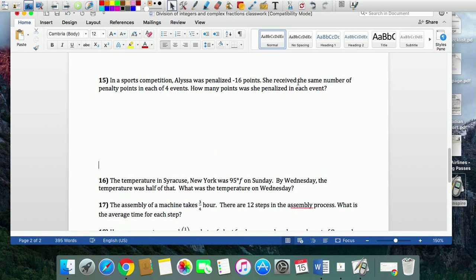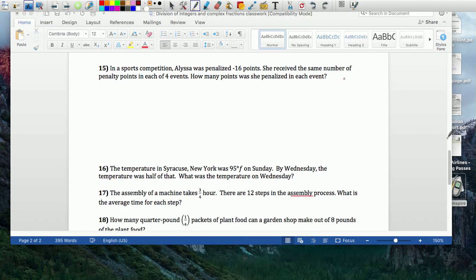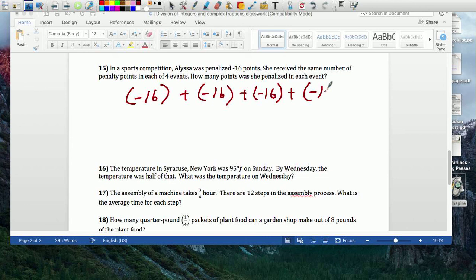In a sports competition, Alyssa was penalized negative 16 points. She received the same number of penalties in each of 4 events. So in the first event, she got penalized negative 16. And then the second event, she got penalized another negative 16. Another negative 16. And she accumulated a lot of negative points.